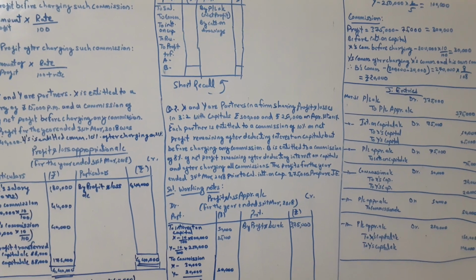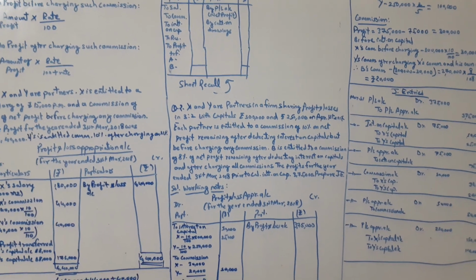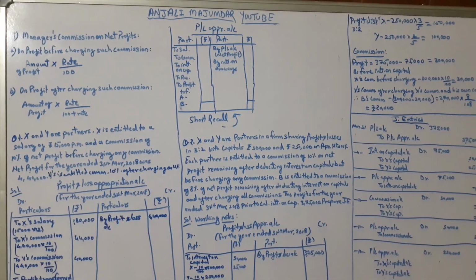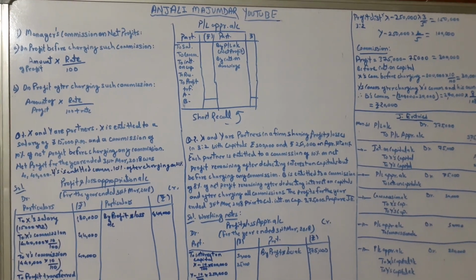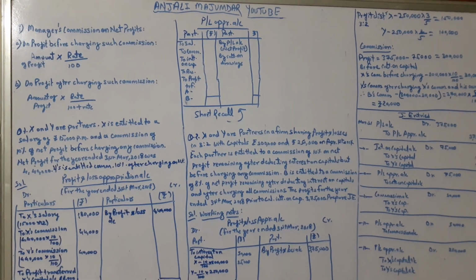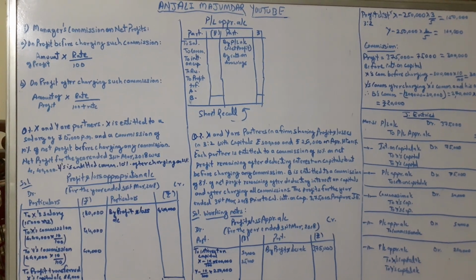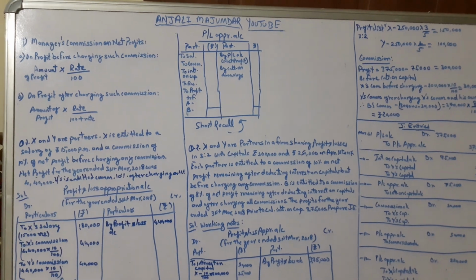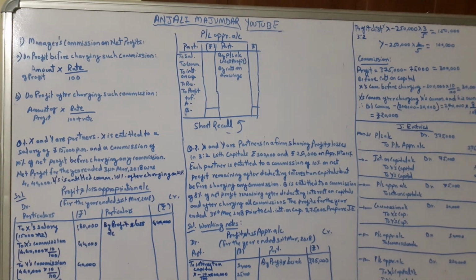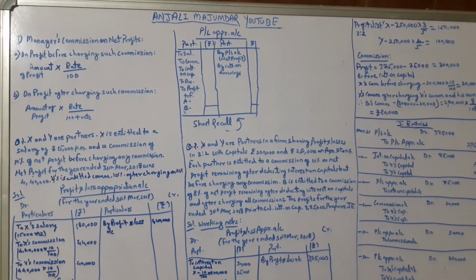Here the point is, first of all, the profit which is given is before calculation of interest on capital. So remember, interest on capital is a charge against profit. That means before calculation of net profit, interest on capital must be deducted. So here it is prior to calculation of interest on capital, that means interest on capital is not deducted.